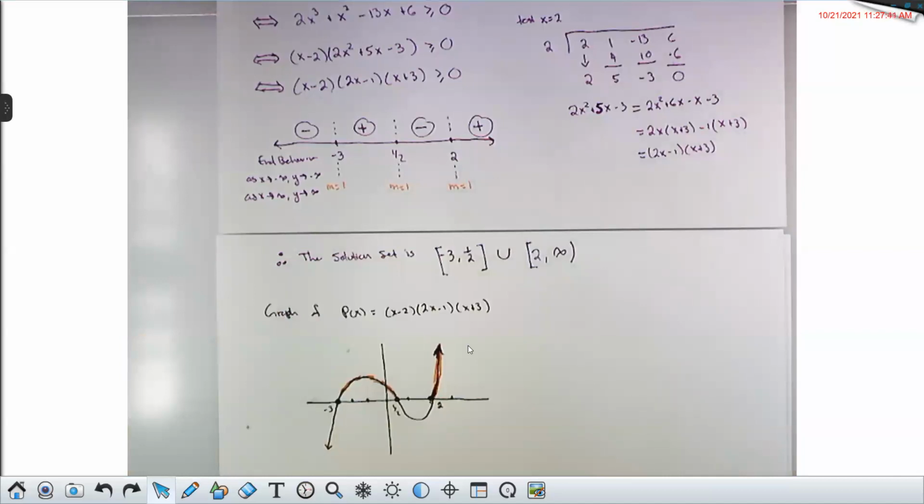Okay, let's do this for something a little more complicated. First, any questions at all on what we've done here? Okay, let's try something a little tougher.